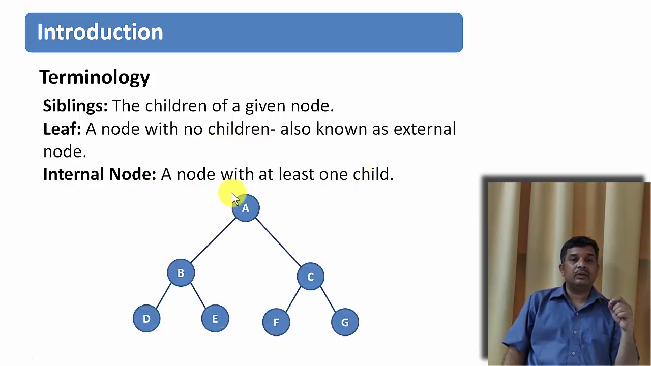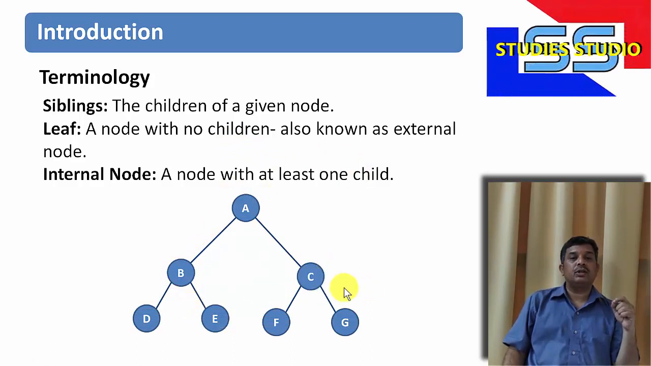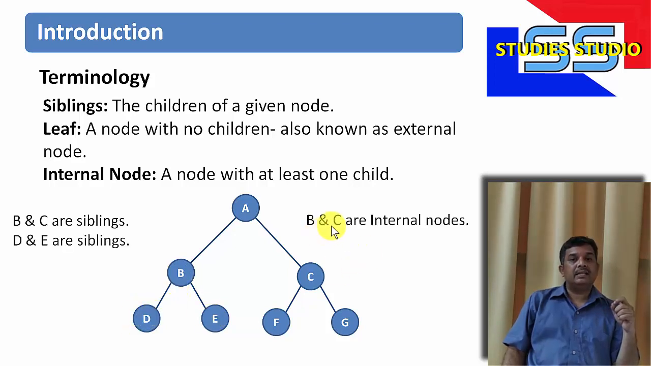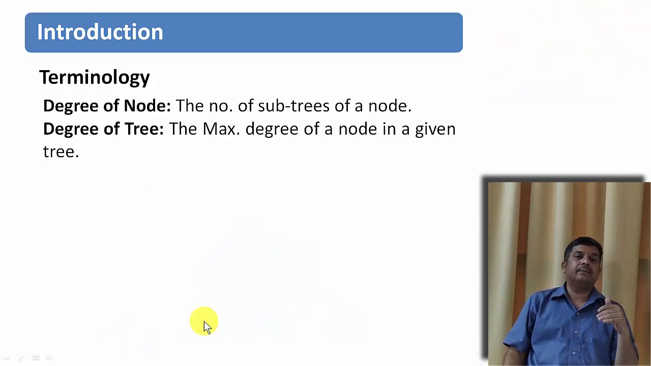For example, here you can see B and C are siblings. They are children of A. Similarly, D and E are siblings. Here B and C are the internal nodes. They have at least one child. And D, E, F, G, they don't have any more children here. So that's why we'll call them leaf nodes.